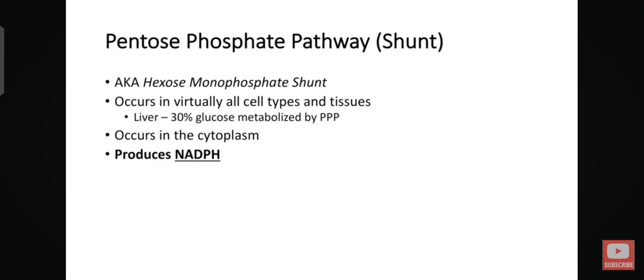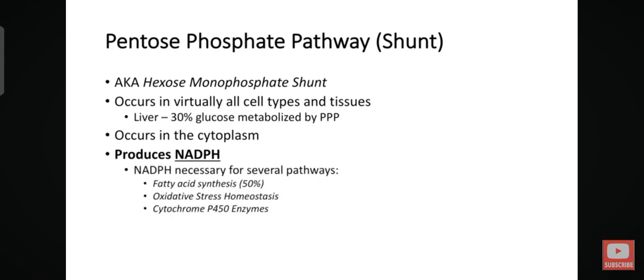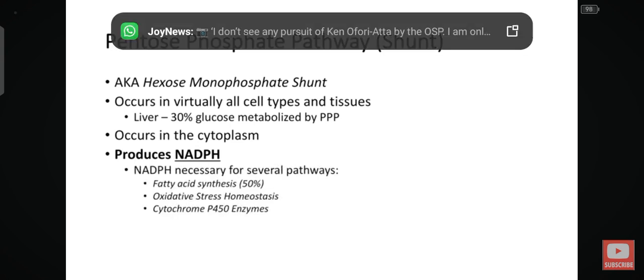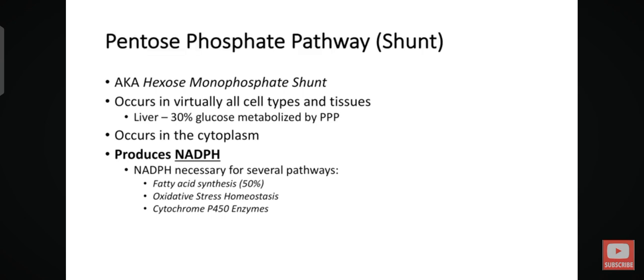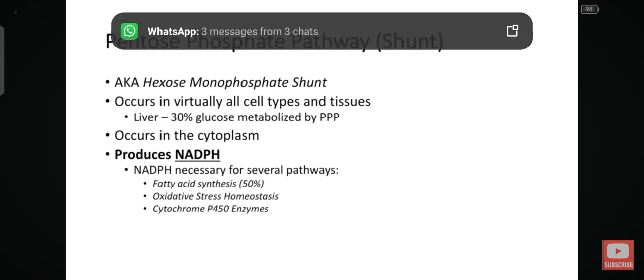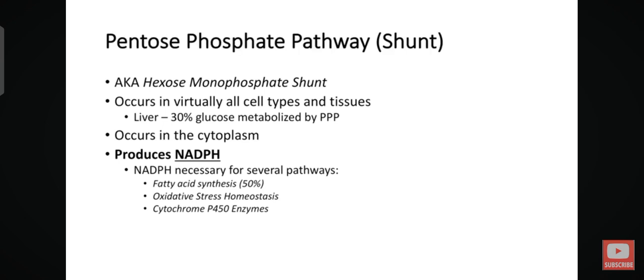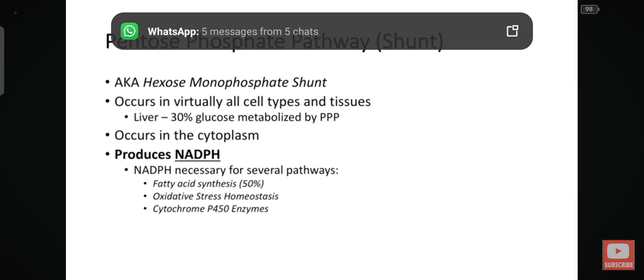It produces NADPH. Now, NADPH is very necessary for several pathways. One includes fatty acid synthesis. 50% of NADPH typically goes to fatty acid synthesis. Again, as I mentioned before, NADPH is necessary for oxidative stress homeostasis. So this is why we see the liver and red blood cells using the pathway. They do so to generate NADPH to protect themselves against oxidative stress. And NADPH is also important for cytochrome P450 enzymes, and this is again important in the liver.